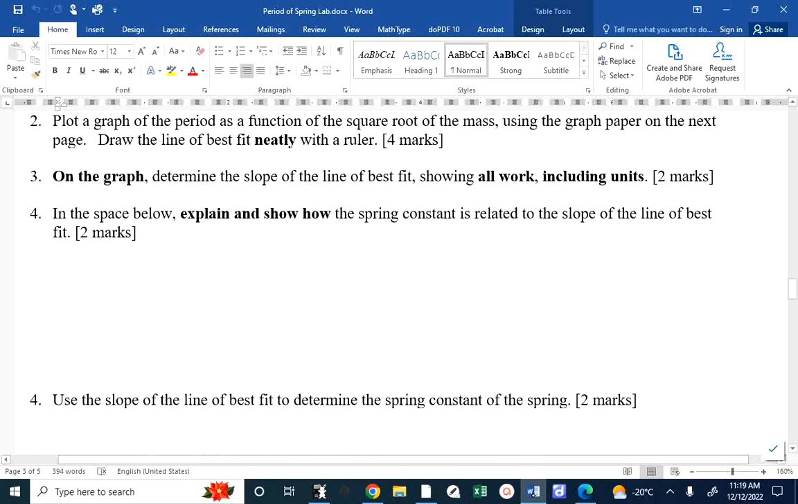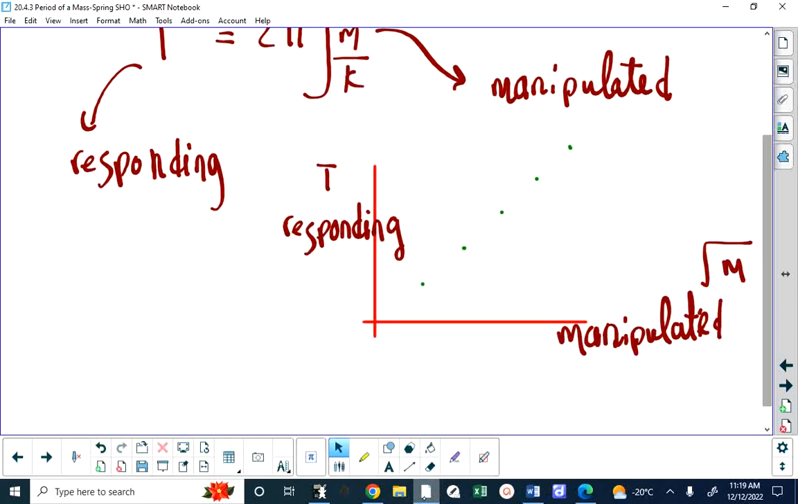On the graph, determine the slope of the line of best fit. I do want to remind you that when you draw your line of best fit, you lay down a ruler where you think it best represents the data. And if these are your data points, they should be circled, by the way. Maybe not that big, but they should be circled.